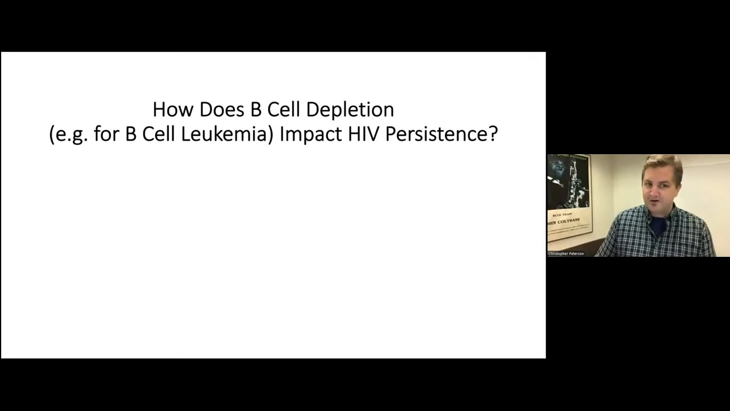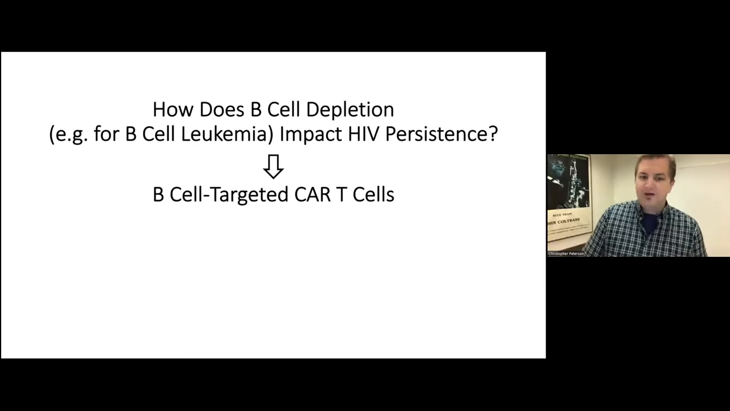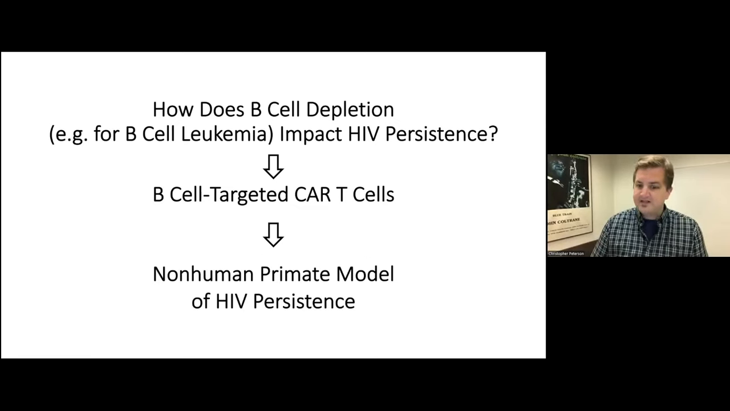And for a person with a B-cell leukemia, you can imagine that they're going to go through a targeted therapy that's going to get rid of those leukemic B-cells, but there's also going to be a loss of normal B-cells. And in a person living with HIV, if we use a B-cell targeted CAR T-cell, which again has been shown to work quite well in the cancer field, how is that going to impact? And we're doing that in our non-human primate model of HIV persistence.